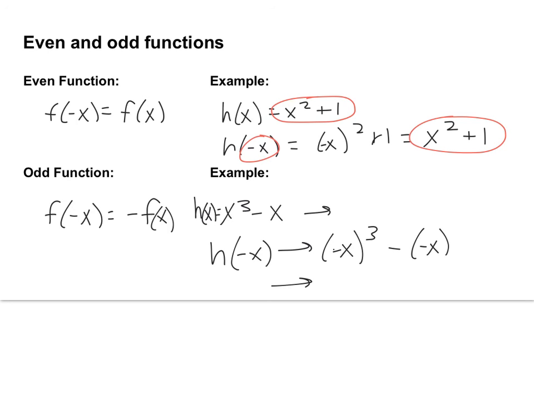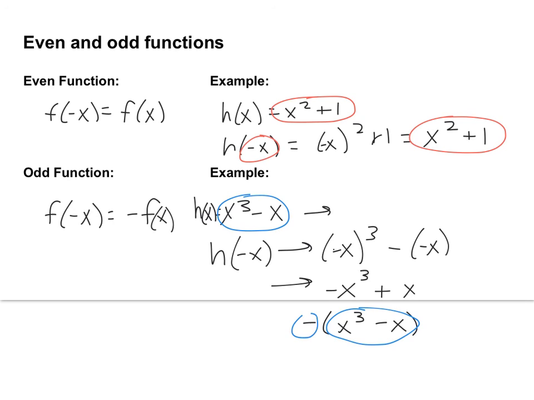So what happens is I get negative x to the third, because it's going to be x times x times x, and then negative 1 times negative 1 times negative 1, and then plus x. And what I can do is factor out, and this is the tricky part, I factor it out of each one. So I have x to the third plus a negative x, which would just be a minus x. And if I look at this, it's my original function inside.